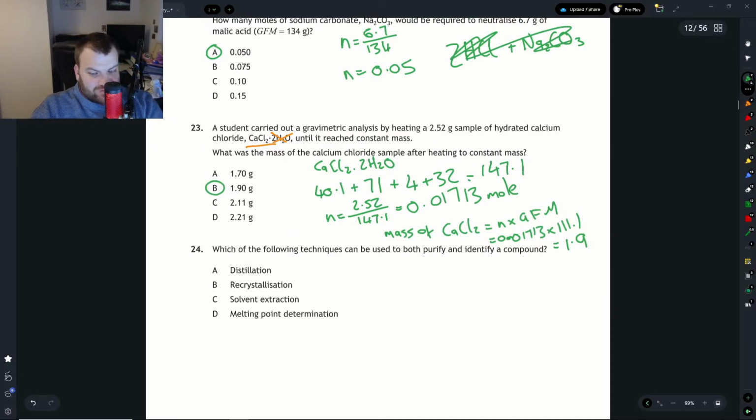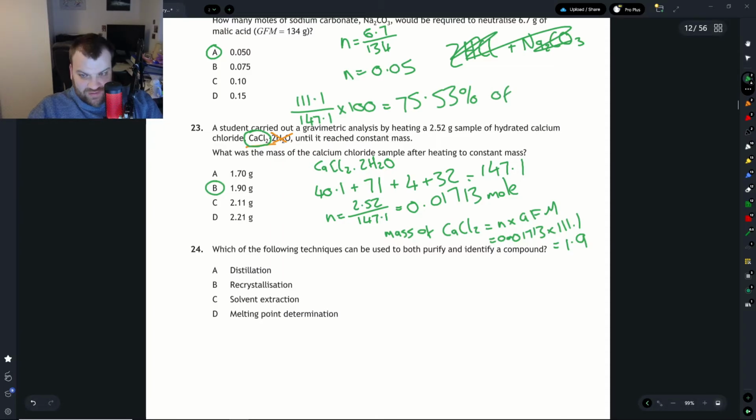The alternative route we could take is we could work out what percentage of the compound is calcium chloride. To do that, we take the GFMs, and then we've got 111.1 divided by the total GFM, including the water, which would be 147.1. Times that by 100. That means that 75.53% of the sample is the calcium chloride.